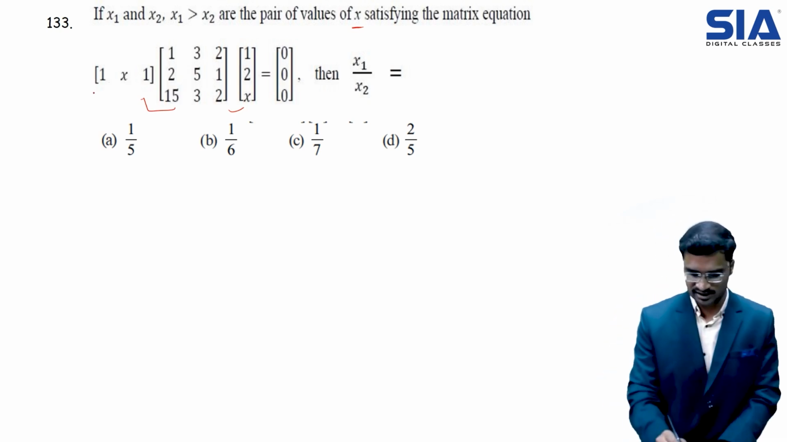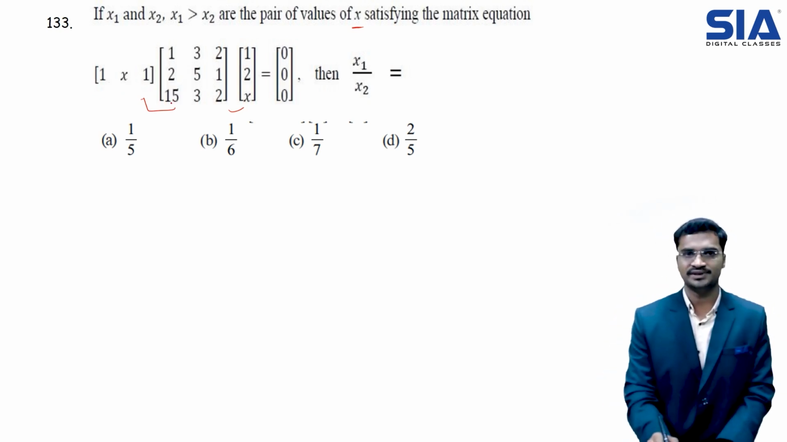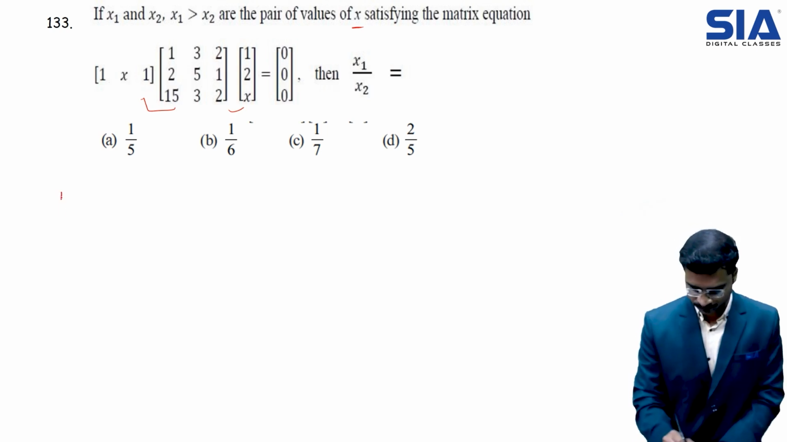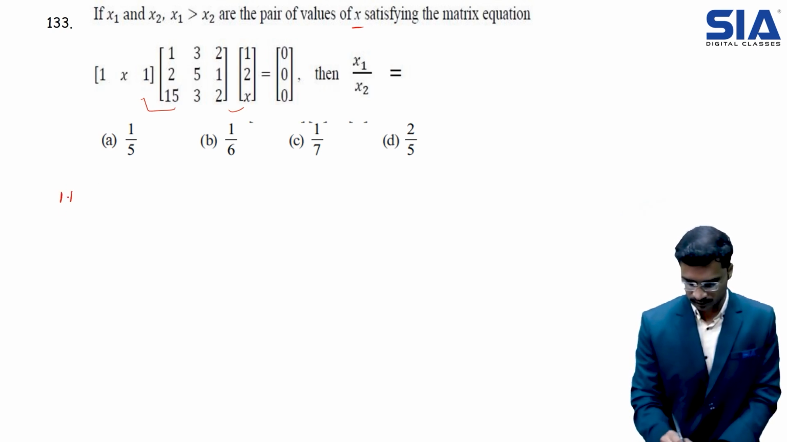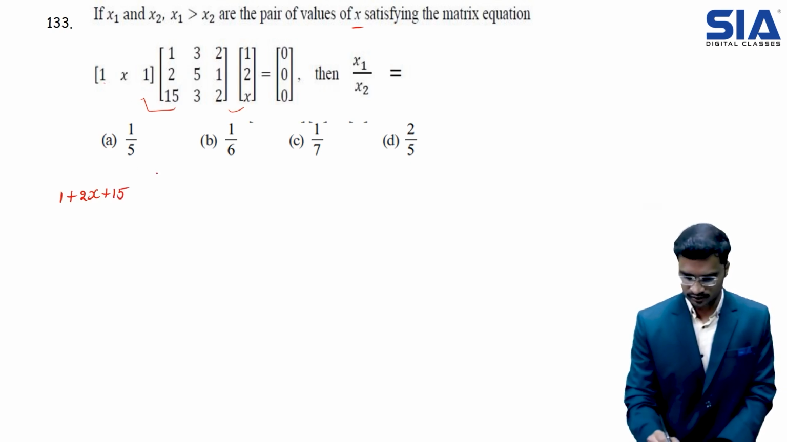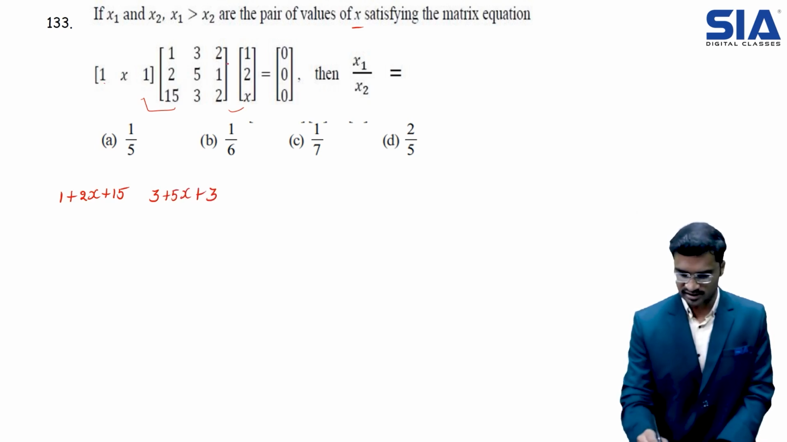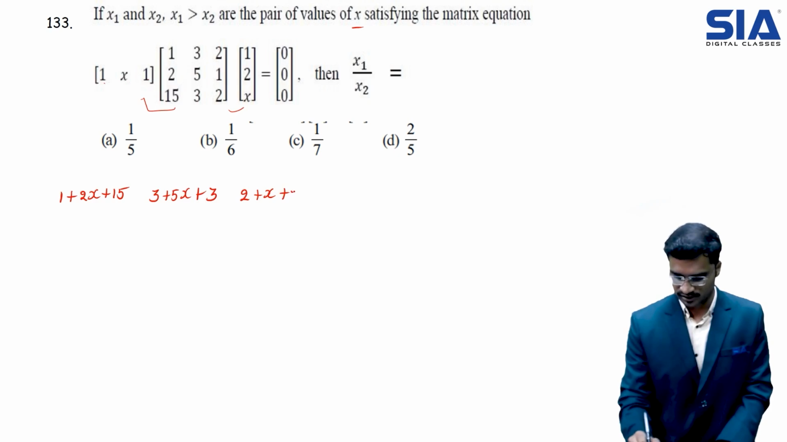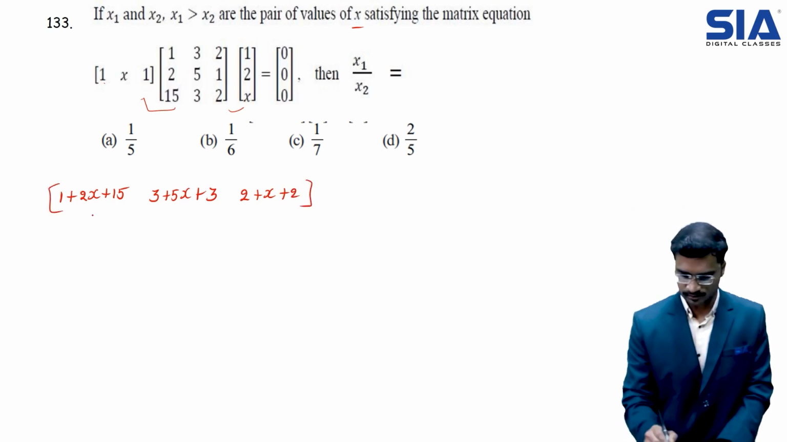So let us multiply these values. The first matrix multiplied by the second matrix, I am getting 1 into 1 is 1 plus 2x plus 15. Then 1 into 3 is 3, x into 5 is 5x plus 1 into 3 is 3, and in the same way 1 into 2 is 2, then x into 1 is plus x, 1 into 2 is plus 2. So this is the matrix.